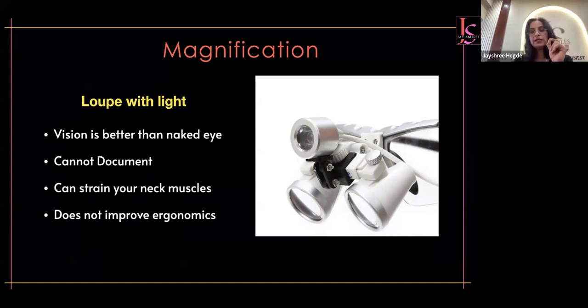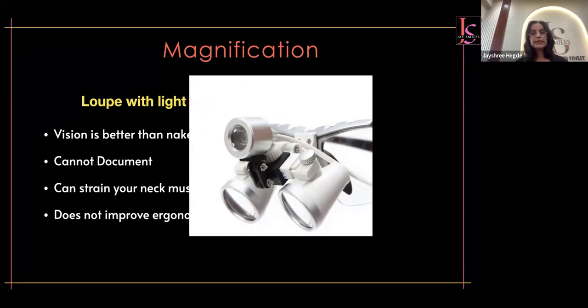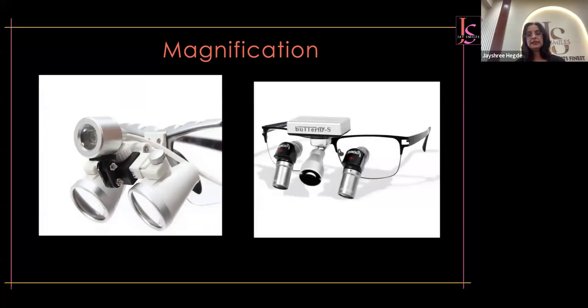And when you work under magnification, it's also mandatory for you to have light in your loupes. So do not compromise on magnification. You can start with loupes with light. The only thing is you cannot document them. And of course, you're getting ergo loupes now where you don't have to bend, but if it is not an ergo, you need to slightly bend and look into the teeth. So this is ergo, and the first image is not one.